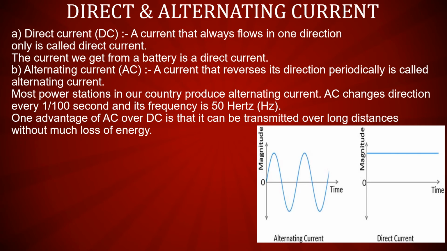Most power stations in the country, our household supply, everything is AC, that is alternating current. The advantage of AC over DC is that it can be transmitted over long distances without much loss of energy using transformers.